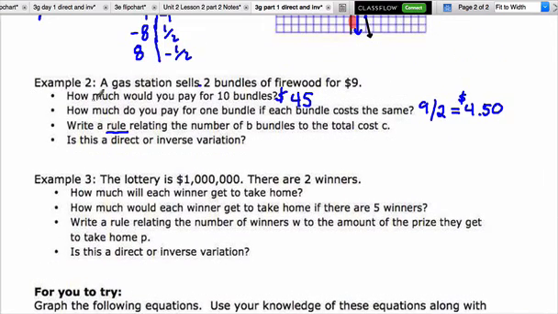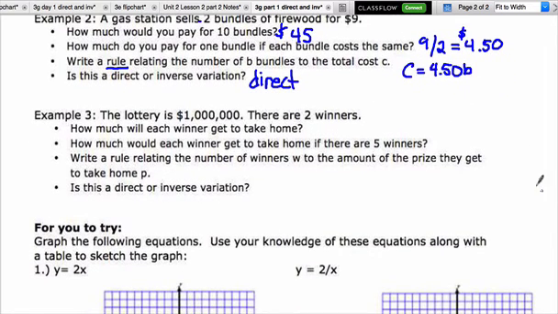All right. So the rule then, if you've come up with it, see if you have the right one. So B bundles to total cost. So it's going to be the cost C equals 4.50, the constant, because for each bundle it's $4.50, and then I'm going to multiply it by the number of bundles I need, B. So is this a direct or inverse variation? Well, this equation looks like a direct variation. All right, same deal here. Pause the video, see if you can answer these questions, and then rejoin me when you're ready.